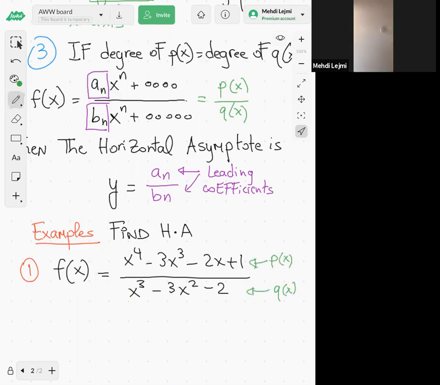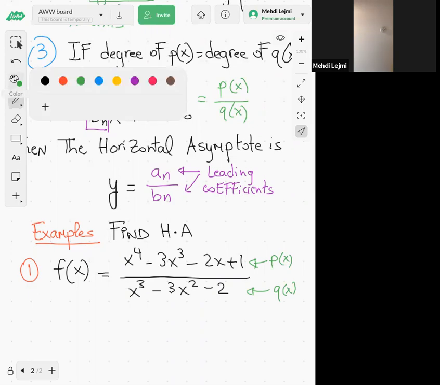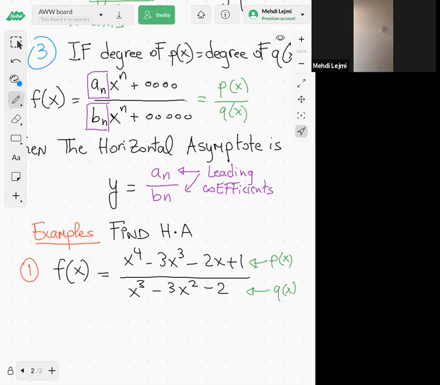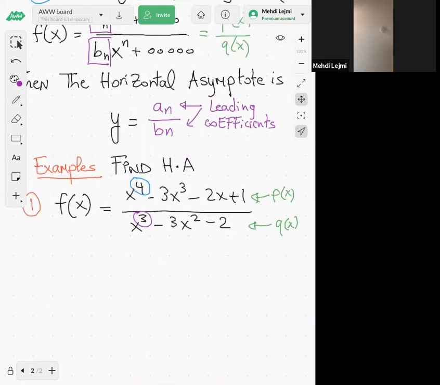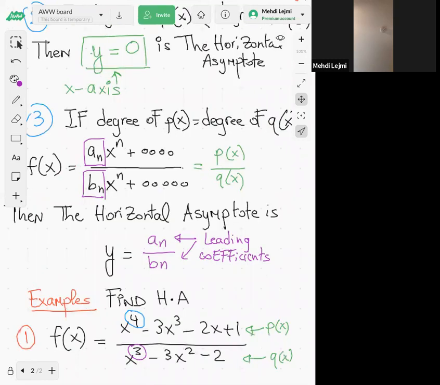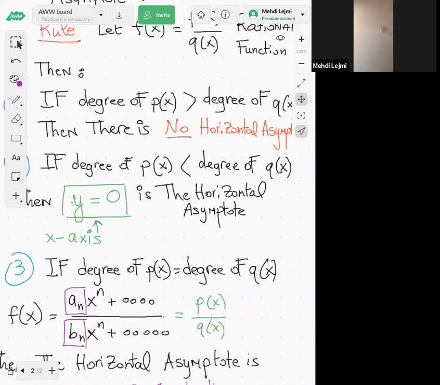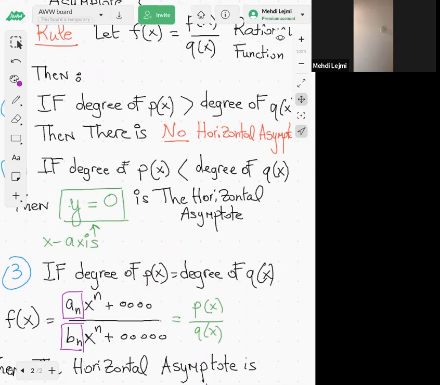So if you want to find the horizontal asymptote, all you have to do, guys, is compare the degrees of p of x and q of x. What's the highest power of p of x? It's 4, right? And the highest power of q of x is 3. So the degree of p is larger than the degree of q. That's the first case: if the degree of p is larger than q, then there is no horizontal asymptote.